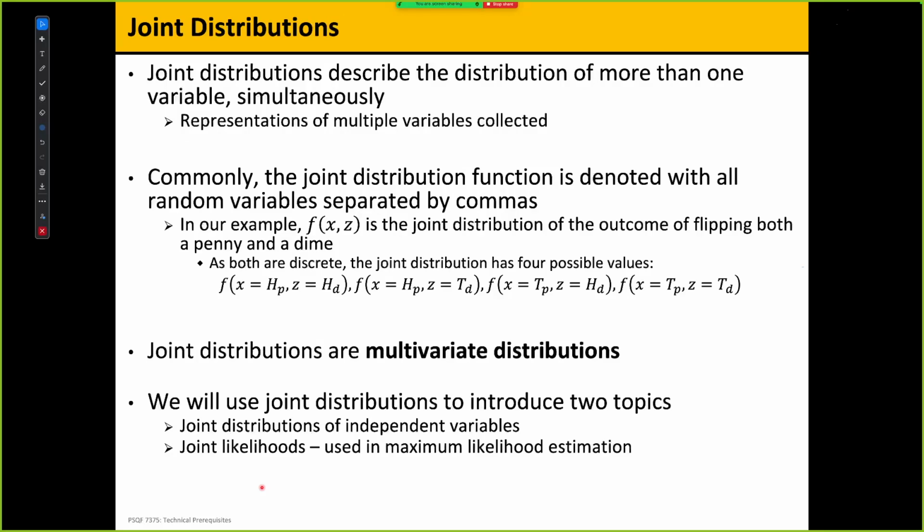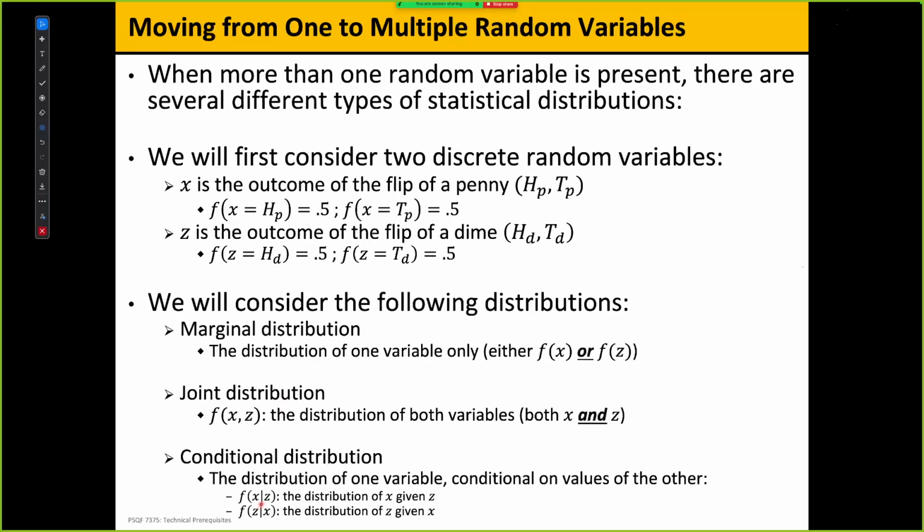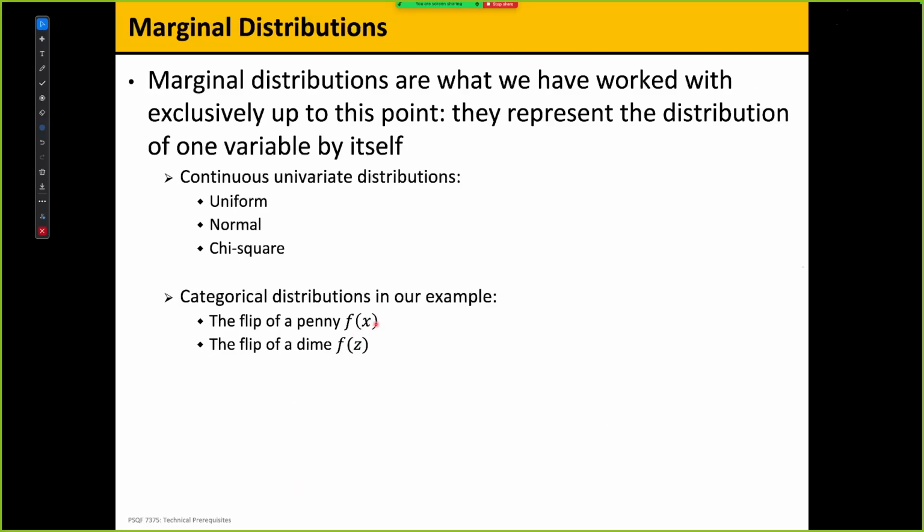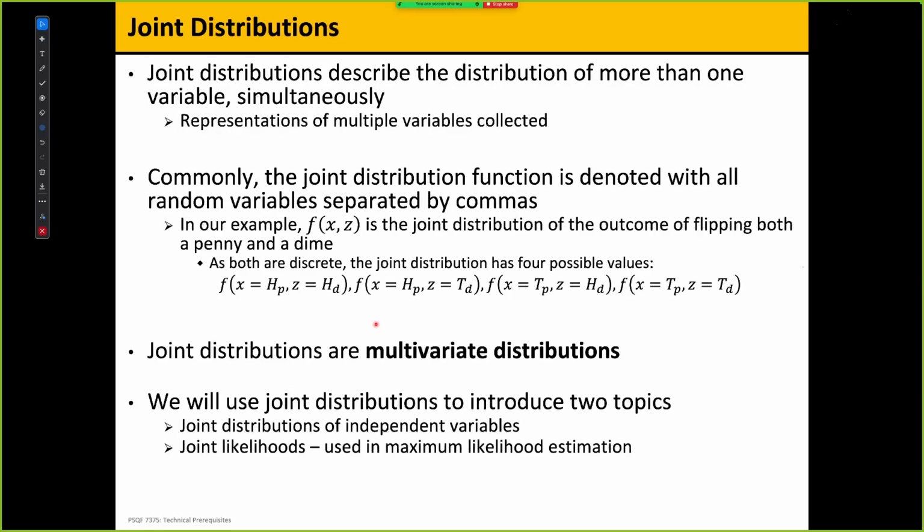Now, a joint distribution is the two variables simultaneously, right? So joint distributions describe the distribution of more than one variable. Commonly, the joint distribution function is denoted with all random variables separated by commas, right? So f of x, z, we'd say the distribution of x and z, which is different than saying the distribution of x given z, or the distribution of x by itself, right? So why we say it that way is to make you think, to get a likelihood, I can't just give the value of x, I actually have to give both values, x and z, to get a likelihood, right?